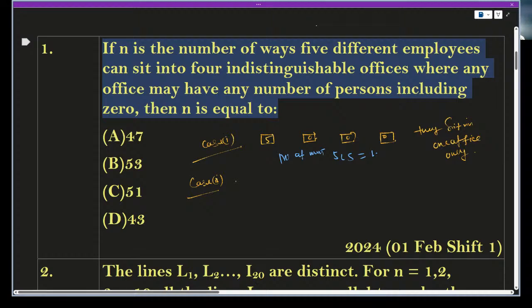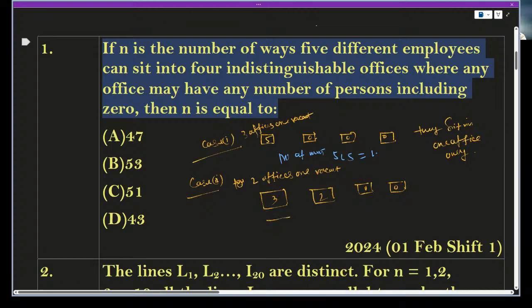They sit in one office only. I mean, three offices are vacant. Maybe two offices are vacant. How many ways can it be? Two are filled, two should remain vacant. No one here, no one here, two here, three here. Possible?